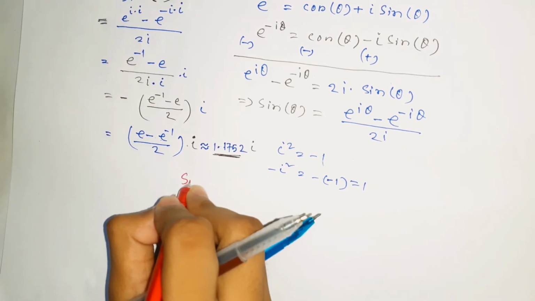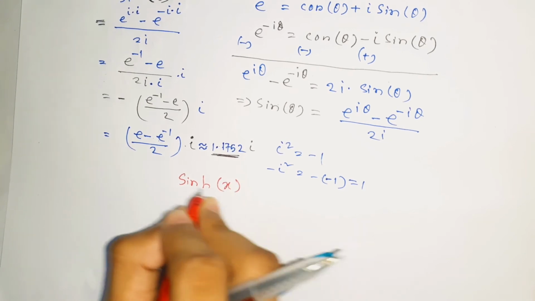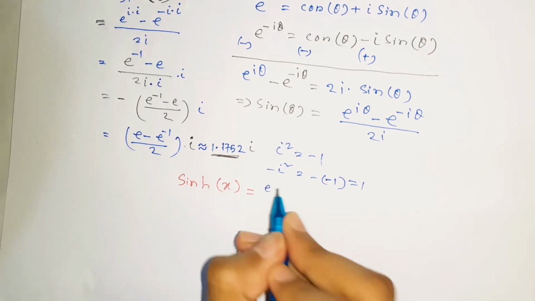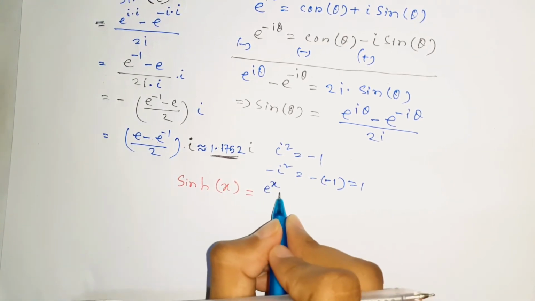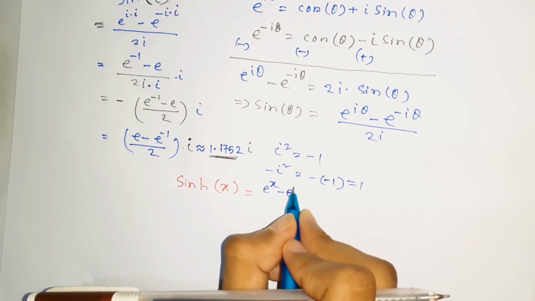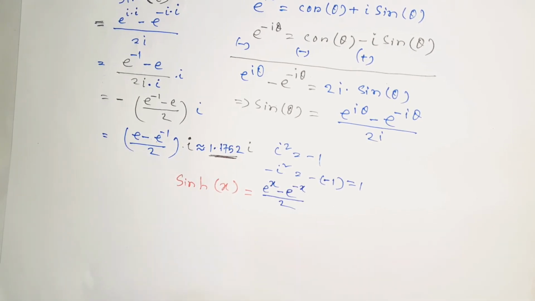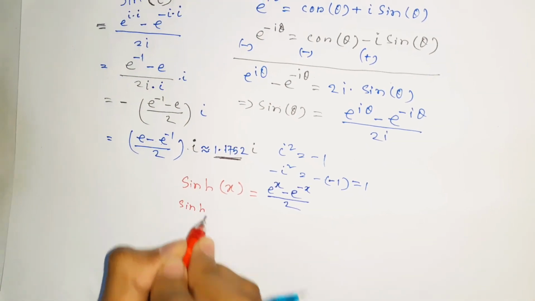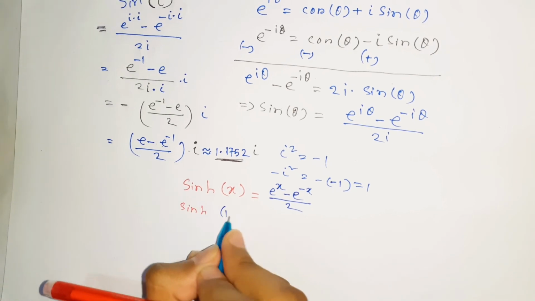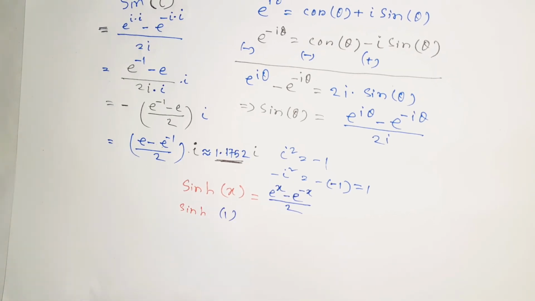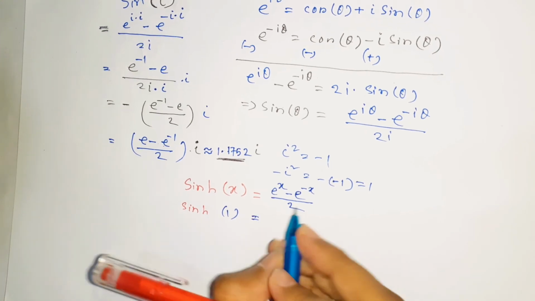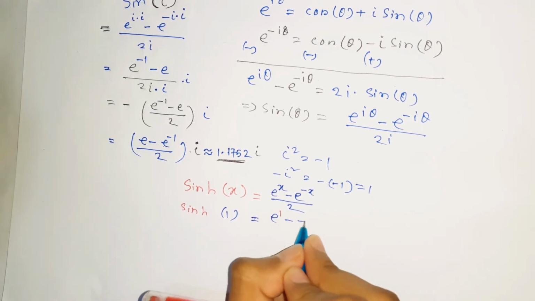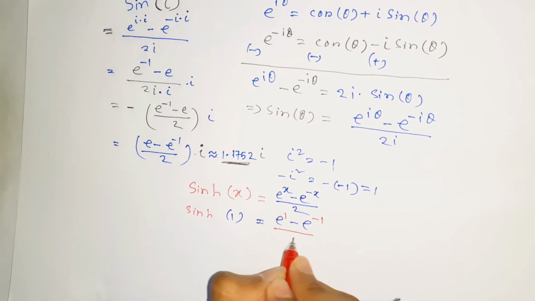We know that sinh of x, or hyperbolic sine of x, is the same as e to the x minus e to the -x over 2. And now if you plug in 1 instead of x, so sinh of 1 is the same as e to the 1, that is still e, minus e to the -1 over 2.